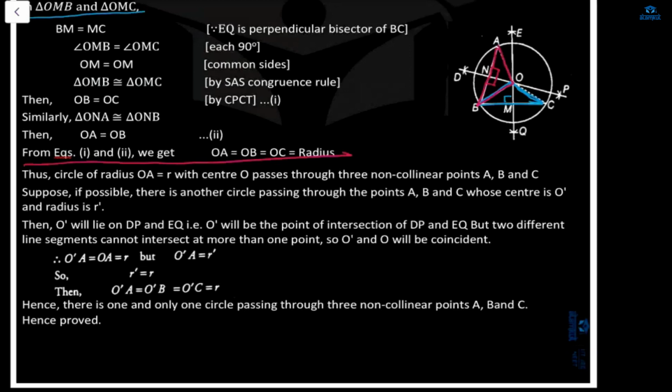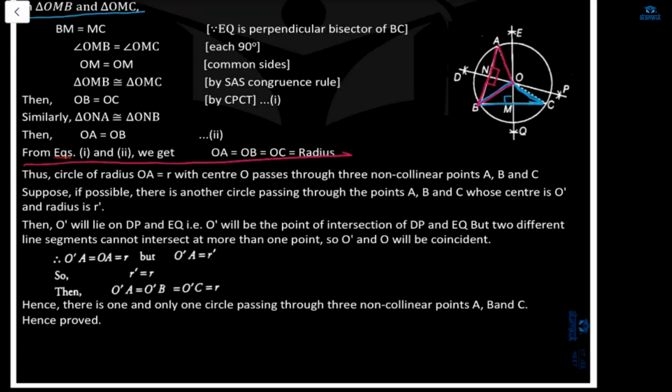So what we have seen, OA is a radius with center O passing through the non-collinear points A, B, C. Now, if possible, we'll assume that there is another circle. If another circle is there, the center will be O dash and the radius will be R dash. Suppose there is another circle passing through the points ABC whose center is O dash and radius is R dash. This we are assuming. Generally, in such cases we prove by contradiction.